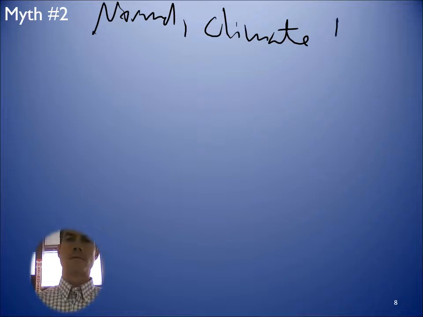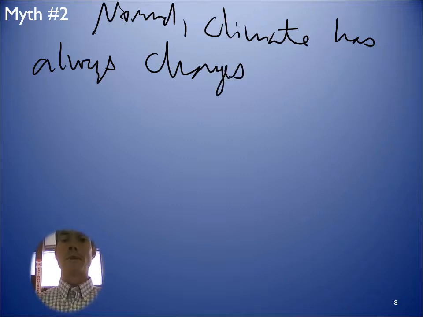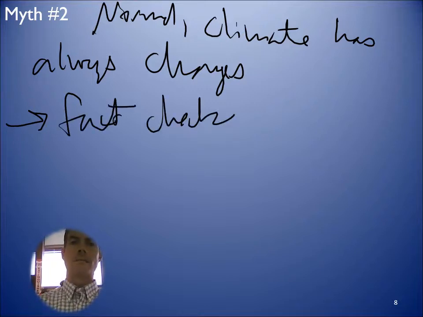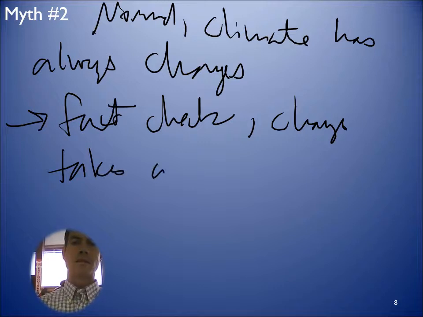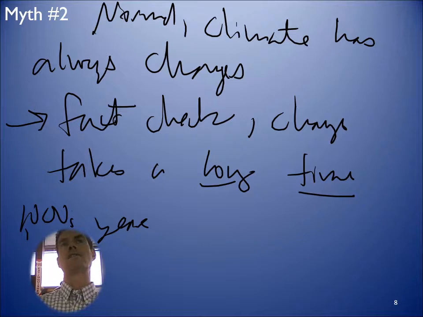Another myth they use, they like to say that this is normal, that climate always changes. And that is true. However, the fact check: change takes a long time. So thousands of years. The changes that we're doing are sped up quite quickly, and that's the whole fear, that organisms aren't going to be able to change in time to adapt.